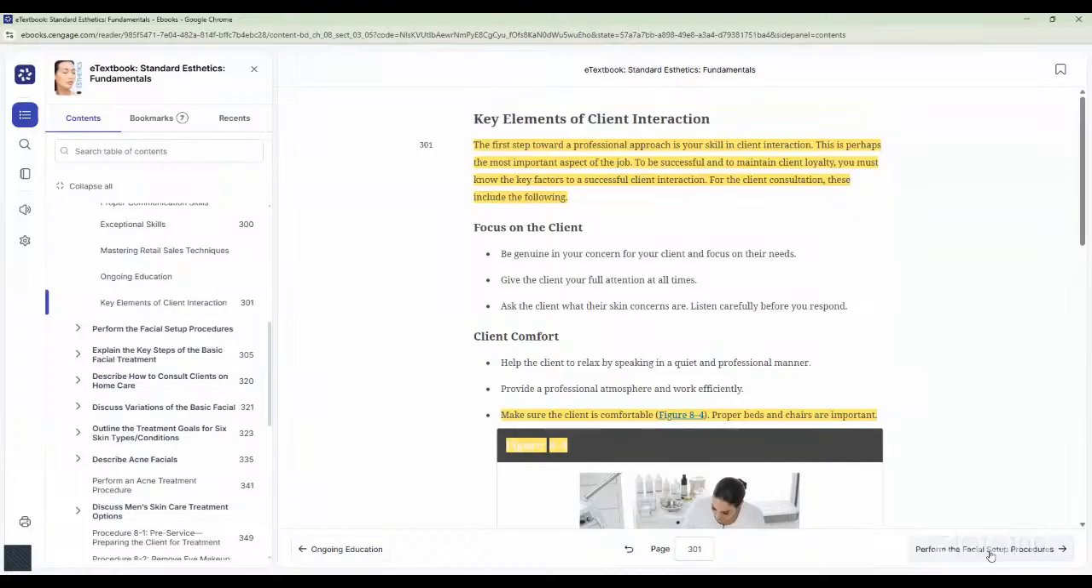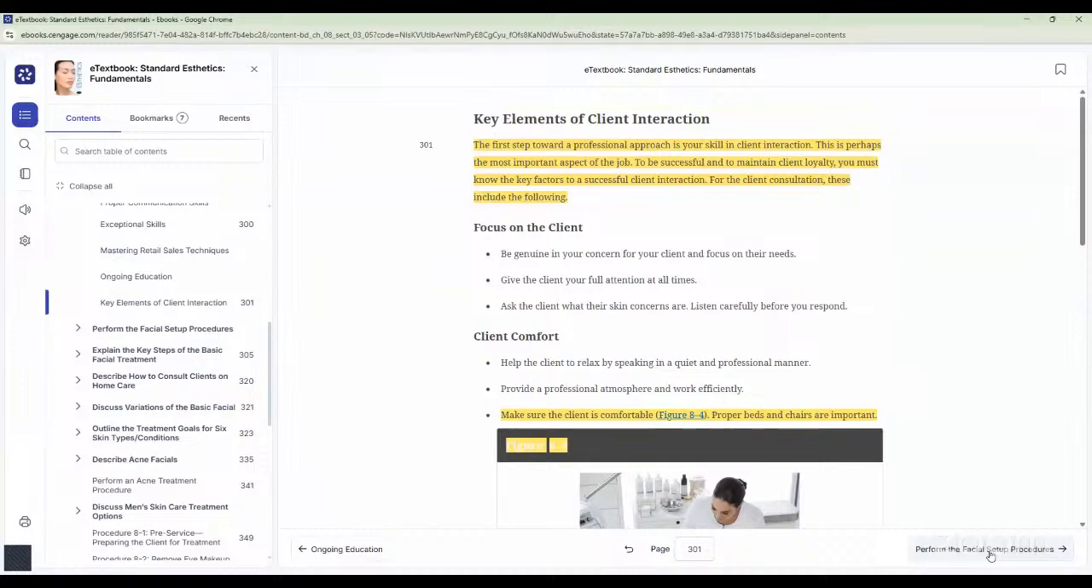Okay. First, we want to make sure we focus on the client. You want to be genuine in your concern. That's why we should work on our transparency and our conversation. You have to build a rapport with them. Give the client your full attention at all times, which means we're not scrolling social media. We're not on our phone. We're not texting while they're talking. Your spa will probably tell you no phones in the treatment room. Then ask the client what their skin concerns are and be involved. Listen to them.